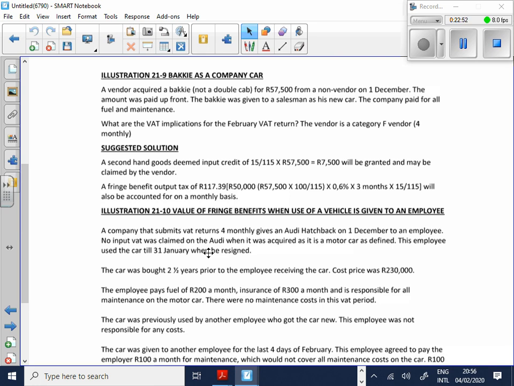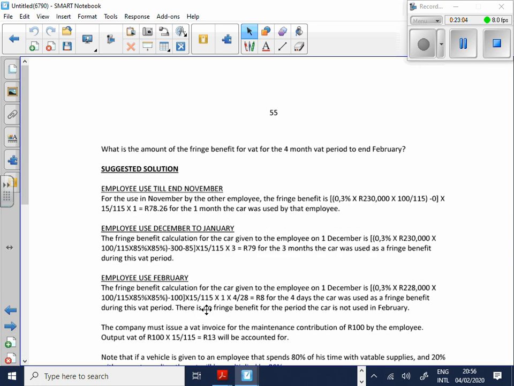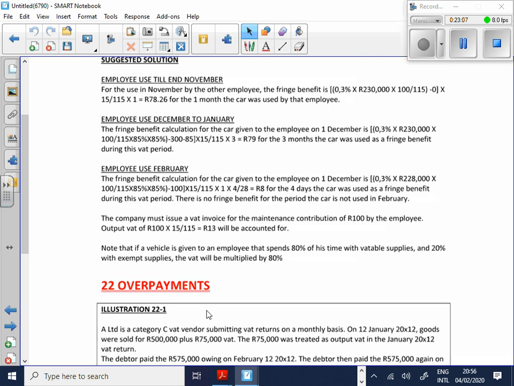Are you guys comfortable? Remember, if you pay for fuel, you don't take it into account in the fringe benefit because fuel is zero rated. Guys comfortable? And then if it's a managing director and the question told you that it's a managing director and it's an 80-20 split, you'll only times it by the percent that you've got. Are you guys comfortable with that?